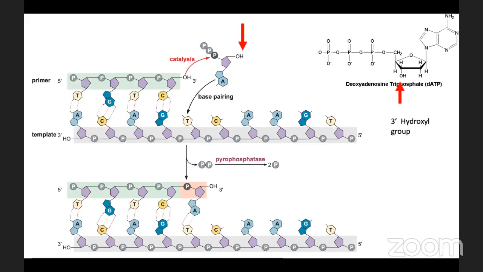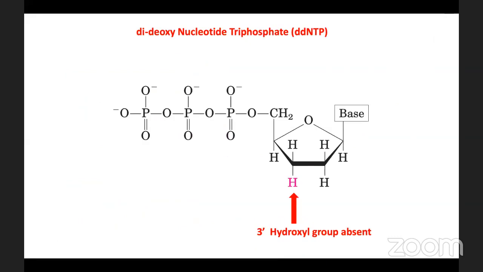Now, why did I tell you this entire story of 3' OH here? Imagine what will happen if this OH is missing. In this slide, I hope you are able to see the hydroxyl group is not there at the 3' position. So we call them dideoxynucleotide triphosphate. Why dideoxy? Because at the 3' position, hydroxyl is missing.